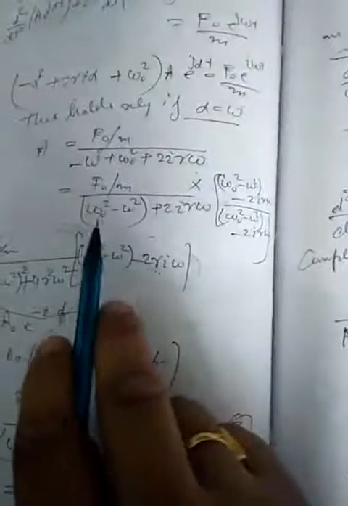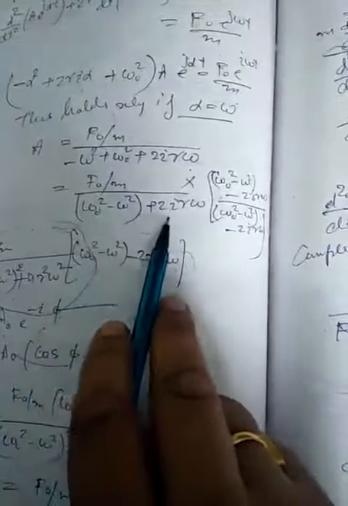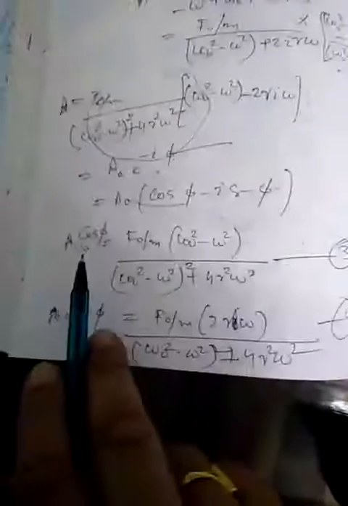The amplitude is equal to f naught by m, times omega naught square minus omega square plus 2 eta gamma omega, and this was the factor. Then we further simplified it and got the components a cos phi and a naught sin phi of this form. Finally we calculated f is equal to f naught by m of this factor, and tan phi came out to be 2 gamma omega over omega naught square minus omega square. So this we have found.